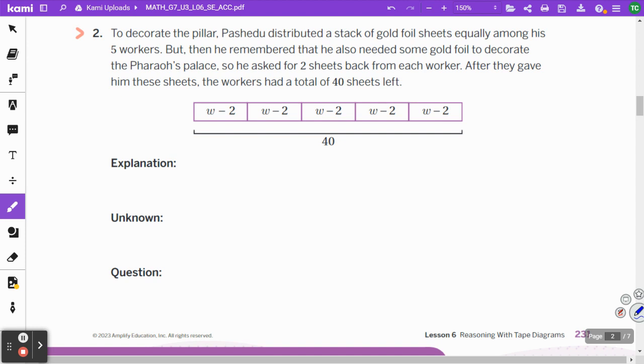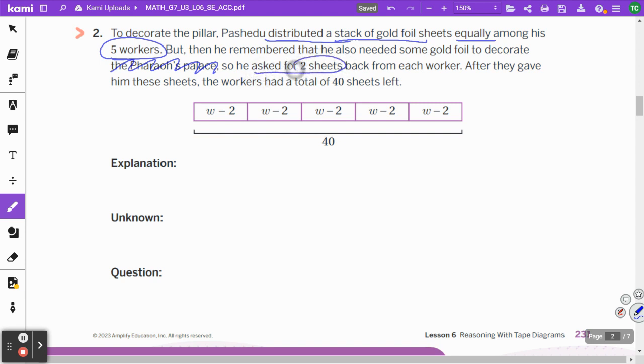All right, so what's this problem about? Stack of gold foil, equally, so he distributed equally. That to me says it's split up. 5 workers, notice I circle numbers and what they mean. Underlining key math words, distributed equally. Also needed some gold foil to decorate. I actually don't care. This is where you can eliminate extraneous information.